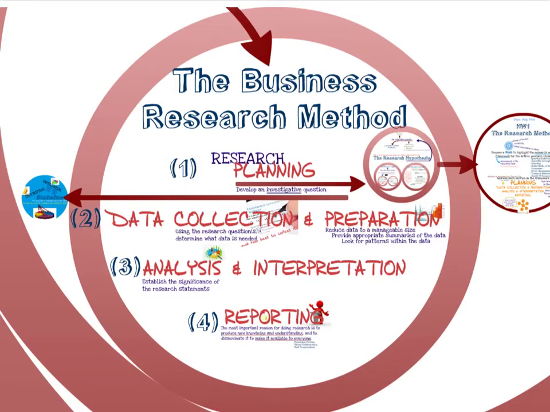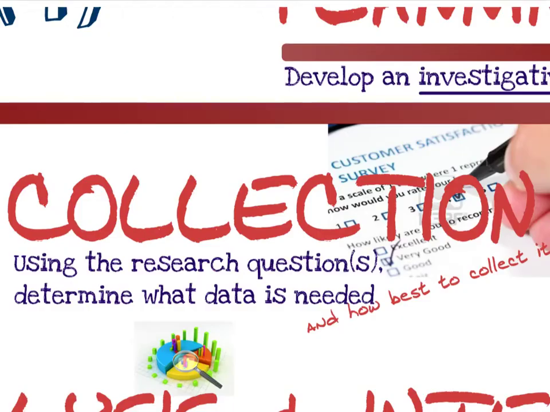But back to the research method, the next phase is phase 2, data collection and preparation. In data collection, we're going to use our research question and determine what kind of data I actually need and how I should collect it. So yes, we're going to design our own survey and come up with the best way to word questions, the best way to organize questions, the best way to ask questions, and where to get the people that will answer the questions for us. So we'll have a session on data collection.